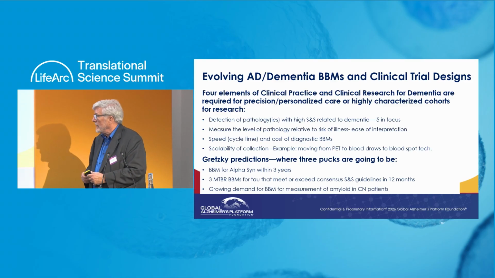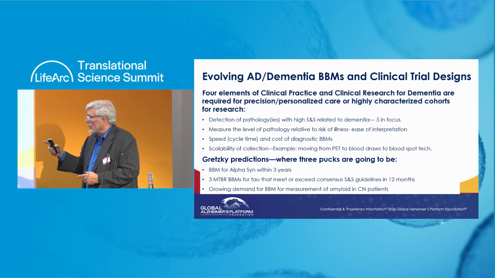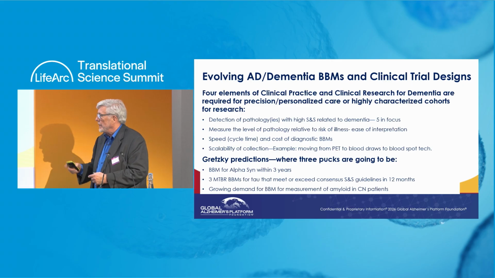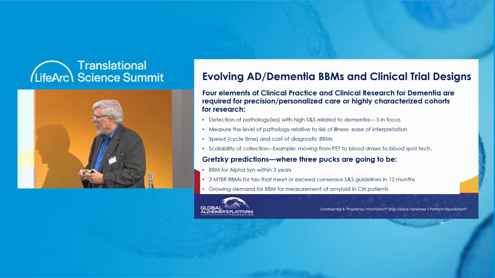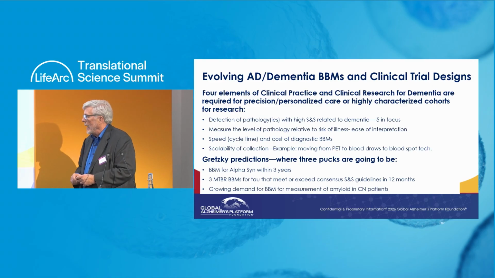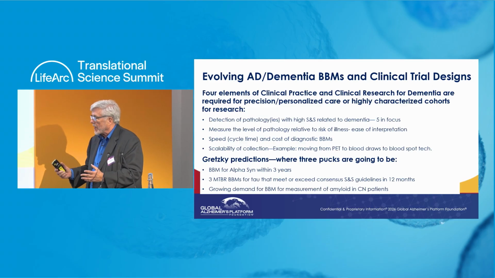Second, I think we're going to see more than 3, but at least 3 MTBR BBMs for tau. And that's a huge area of focus. We've got a great marker, which we talked about in the identification of amyloid. Tau is the next one. Huge amount of work being done in that area. And what we're always looking for is what will scale, what has a short cycle time, and cost.